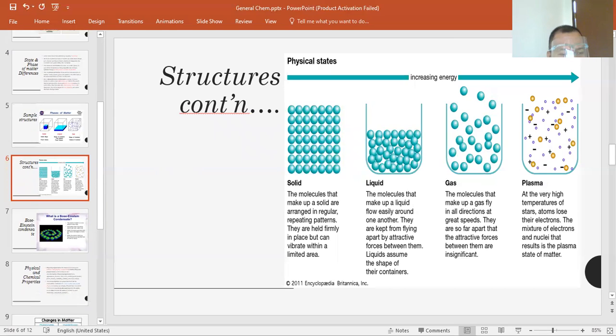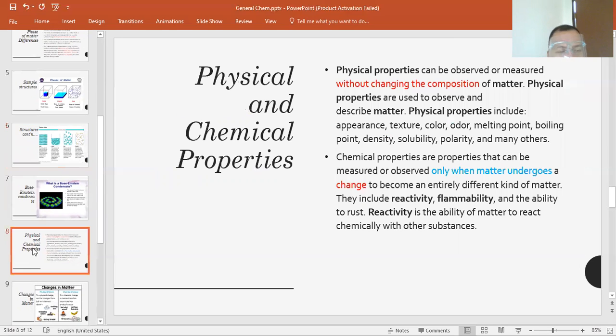Okay. I will give another definition of physical properties. Physical properties can be observed without changing the composition, like solubility, polarity, and many others.